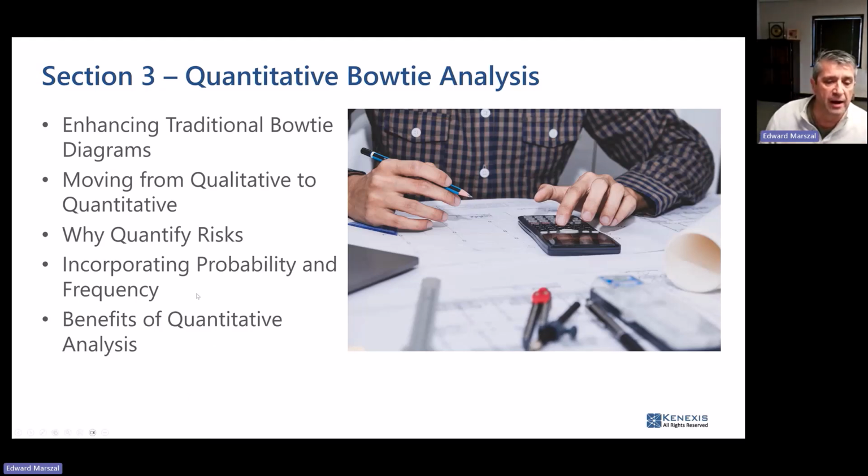We're going to talk about probability and frequency data. Where is that data going to come from? Well, little secret, the same place that you got it when you were doing your LOPA is where you're going to get it from in quantitative bow tie analysis. And then we'll close out with some of the benefits of doing quantitative bow tie analysis in comparison to traditional bow tie, and then also in comparison to HAZOP and LOPA.